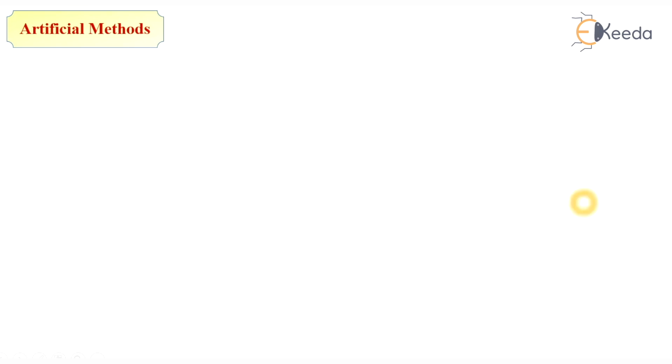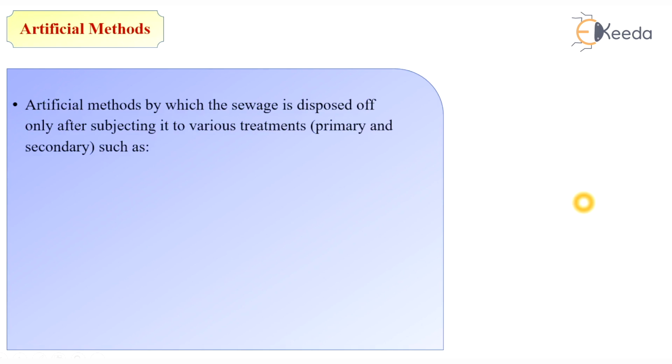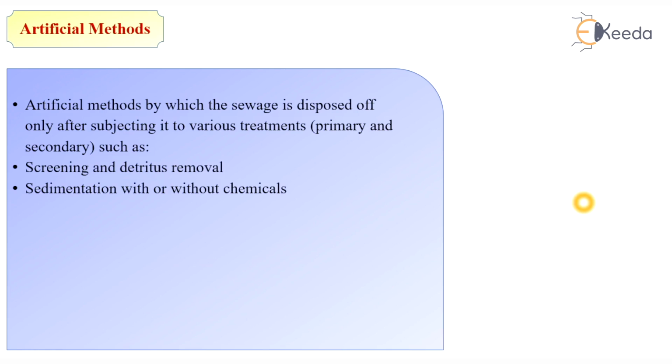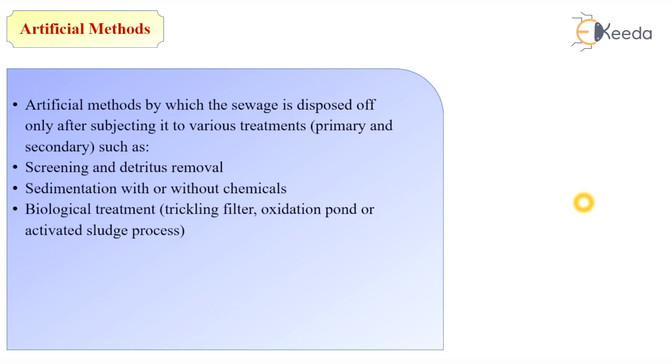So next is the artificial method, by which the sewage is disposed of only after subjecting it to various treatments. While artificially discharging the sewage, we provide pre-treatments like primary and secondary, or sometimes advanced or tertiary treatment. In primary treatment, which we already discussed in previous lectures, we provide screening, grit removal or grit chamber, and the primary sedimentation tank. And in secondary or biological treatment, we provide units like trickling filter, oxidation pond, activated sludge process, etc.